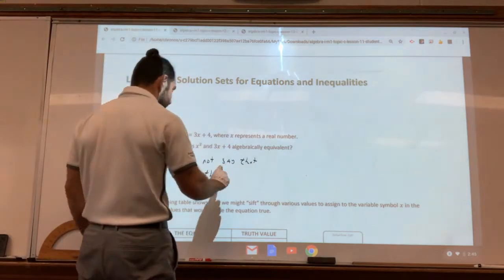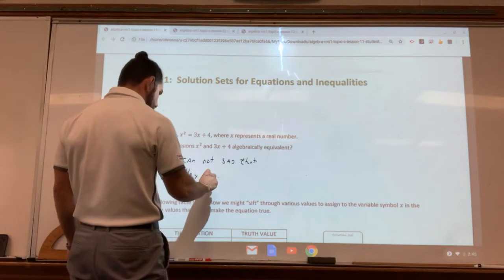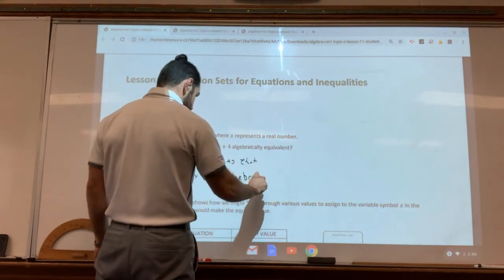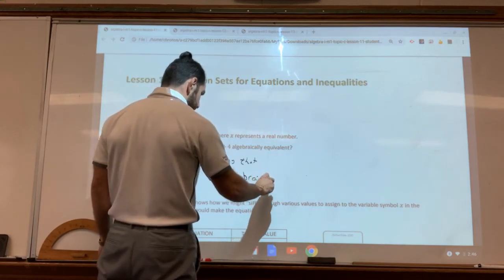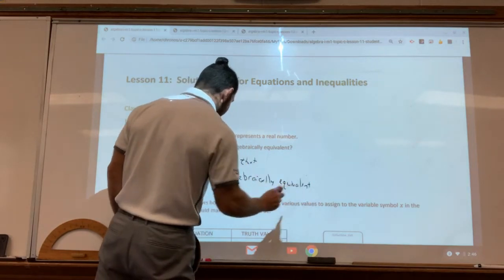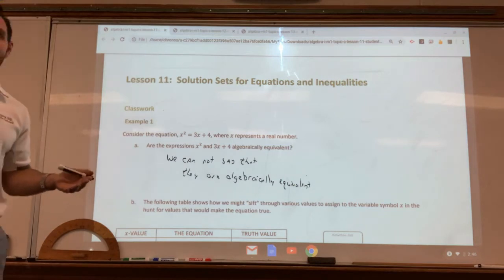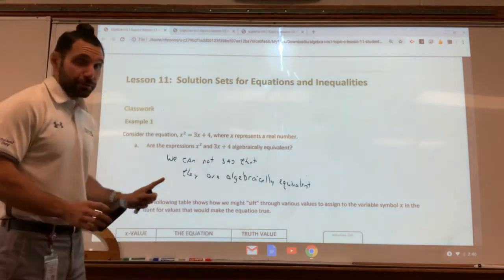Let me phrase that. We cannot say that they are algebraically equivalent. But we can find out if they're algebraically equivalent once we give x a value.